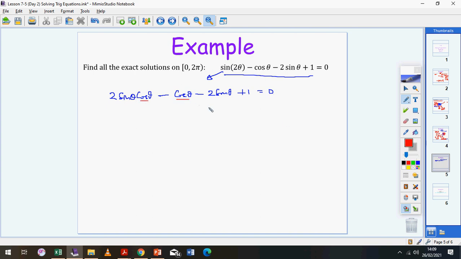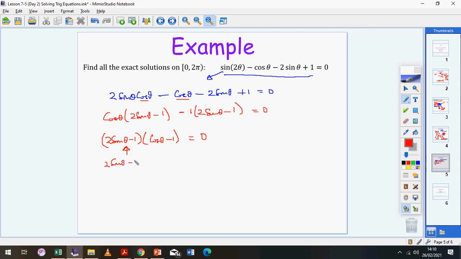And then over on this side, if I factor out a negative 1, I will have 2 sine theta minus 1. So now I have two factors which I can again factor by grouping. So this will become 2 sine theta minus 1, open brackets, cosine theta minus 1 is equal to 0. This means that either this bracket is equal to 0, from which if 2 sine theta minus 1 is 0, then 2 sine theta is equal to 1, then sine theta is equal to half.